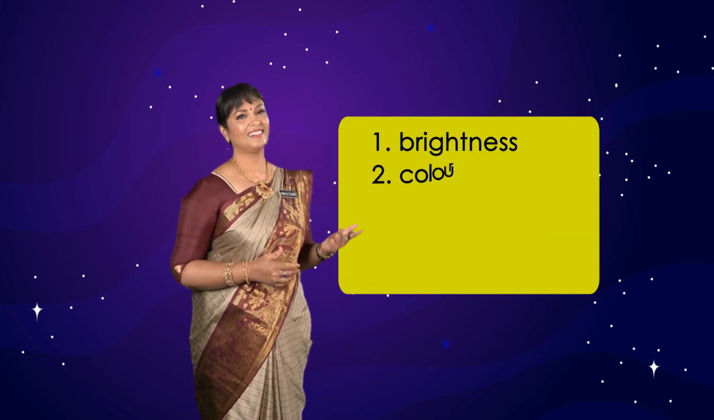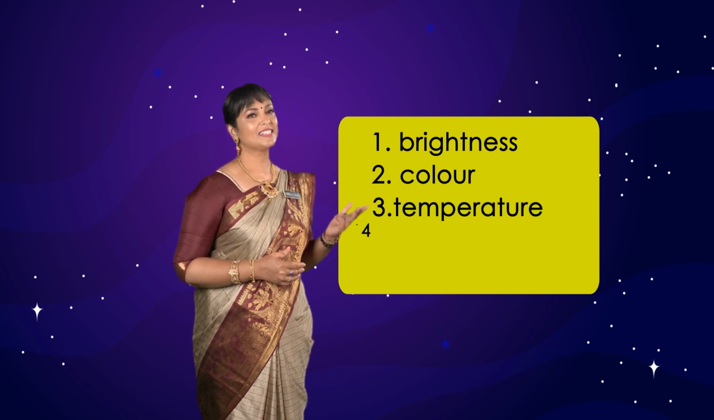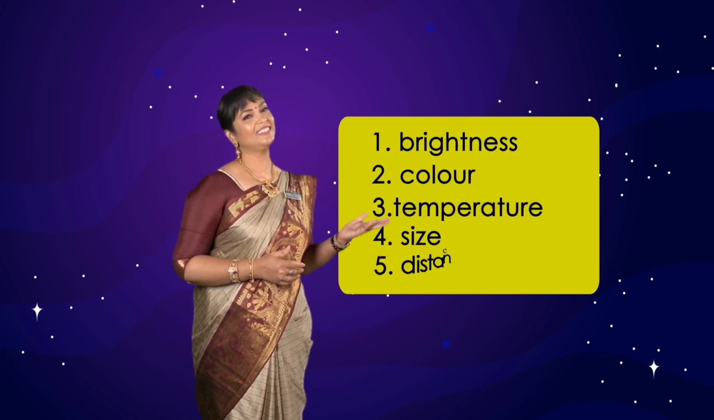The stars can be classified based on their characteristics. Do you still remember how many characteristics are used to classify the stars? Yes, well done. You are right. There are 5 characteristics to classify a star: brightness, color, temperature, size, and distance.